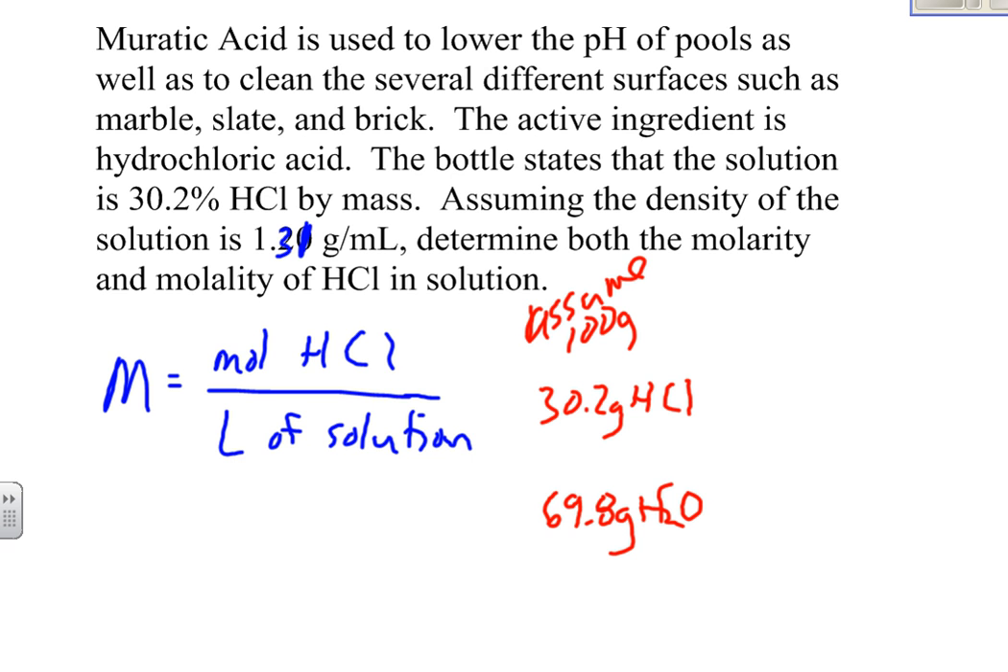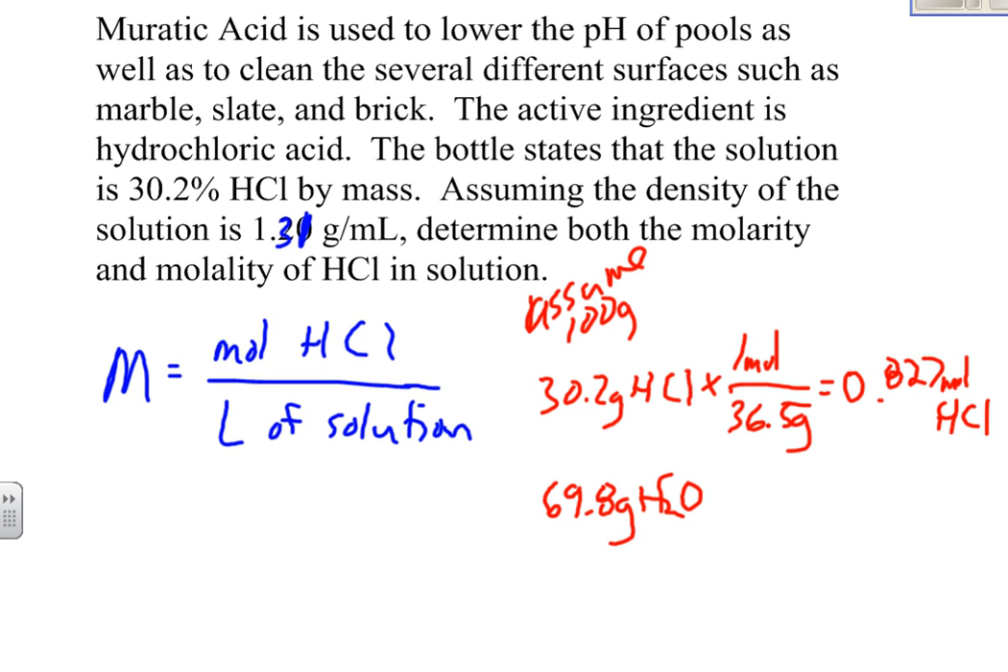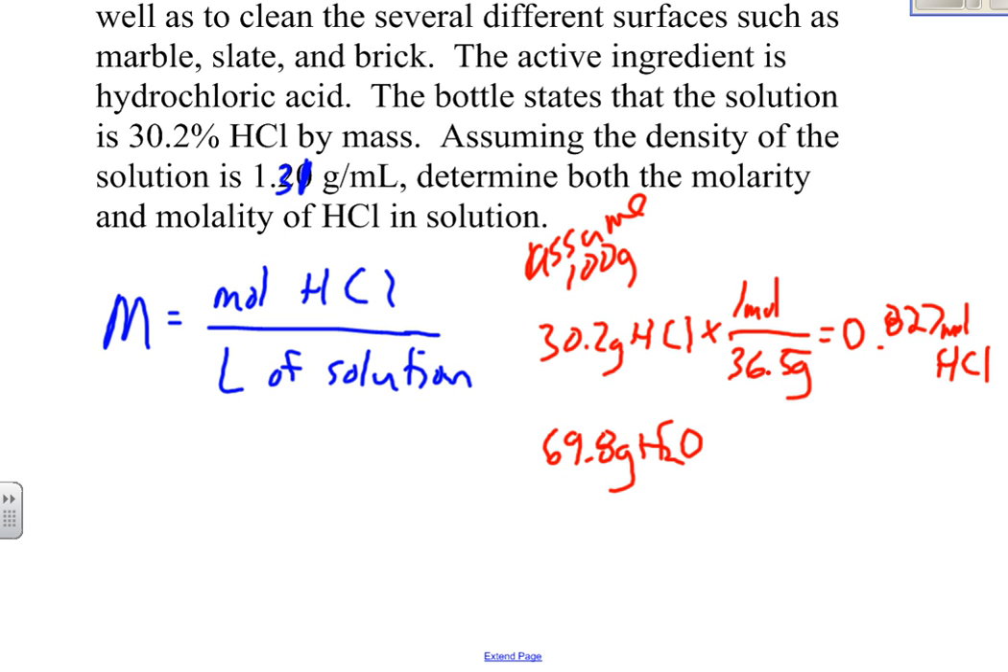The 30.2 grams of HCl we can use to get the moles of HCl. We've got 36.5 grams of HCl to 1 mole of HCl. So that gives us 0.827 moles of HCl. Sorry about my marker. The board seems to be jiggling a little bit. So there's our moles of HCl. Then to figure out the liters of solution, let's do that right below here, maybe in green.